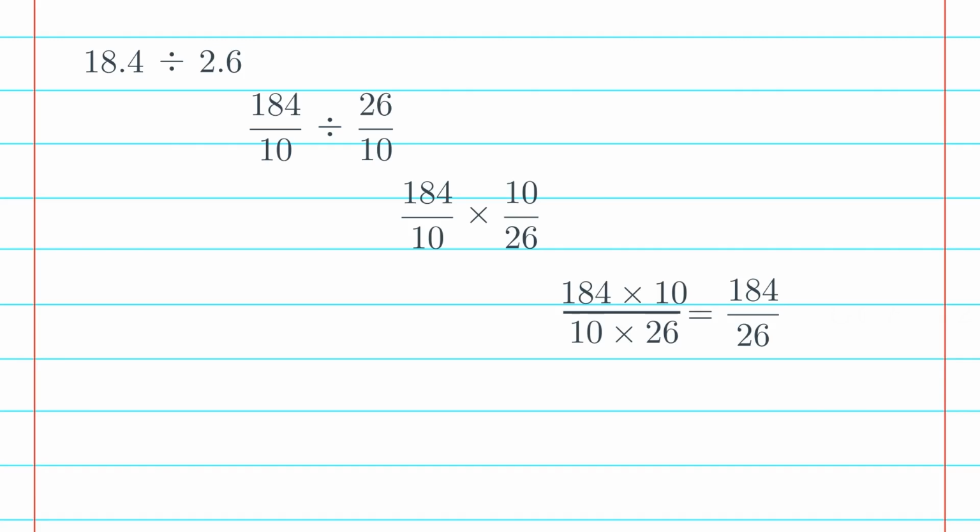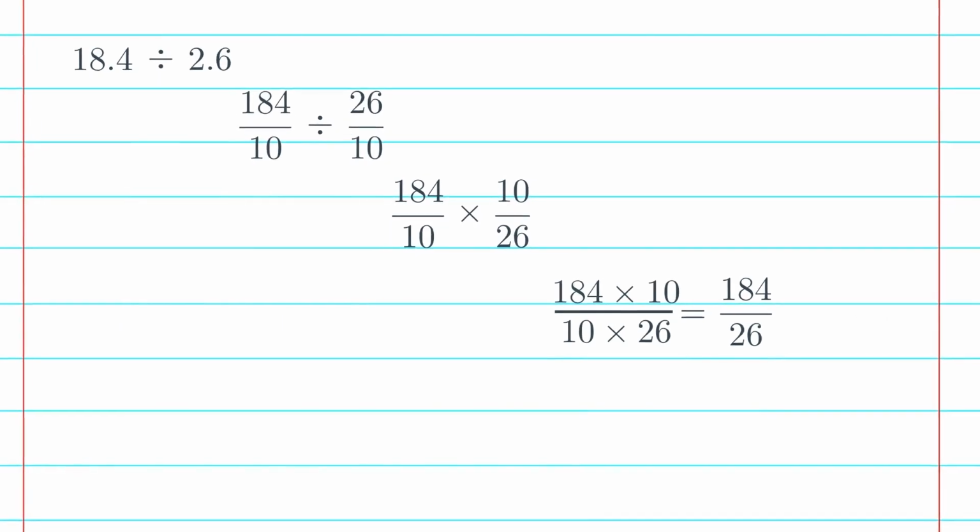Now give this a pause and think about how you can simplify 184 over 26 further. If we recall the rules of simplifying fractions, we know that we can simplify 184 over 26 by dividing both the numerator and the denominator by their greatest common factor. Again, if you're not sure how to find GCF of any fraction, you can check out our video on finding the greatest common factor in the description below.